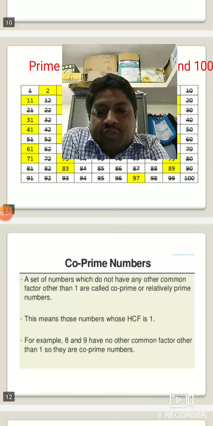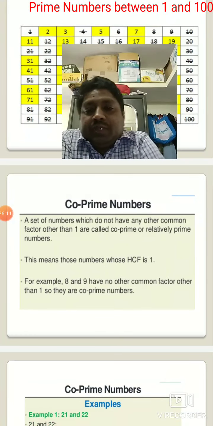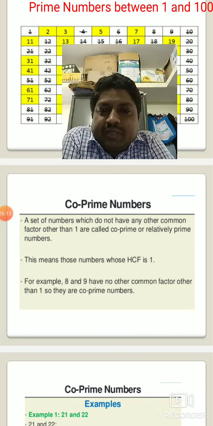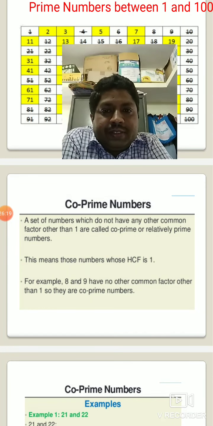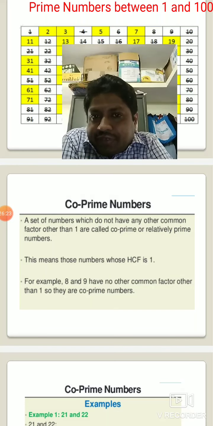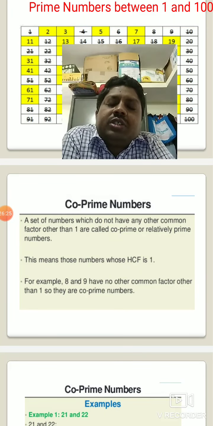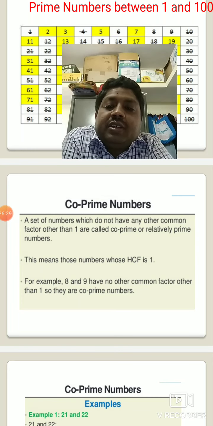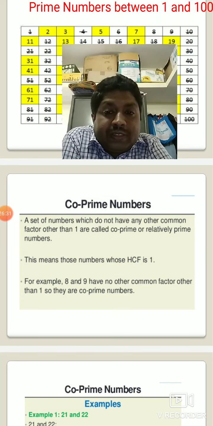Okay, children, we will move to the next topic, co-prime numbers. It's very important, because this is the basics I'm giving for your chapter, real numbers, that is the number system. These are all necessary for that. What are co-prime numbers? A set of numbers which do not have any common factor other than 1, called co-prime or relatively prime.